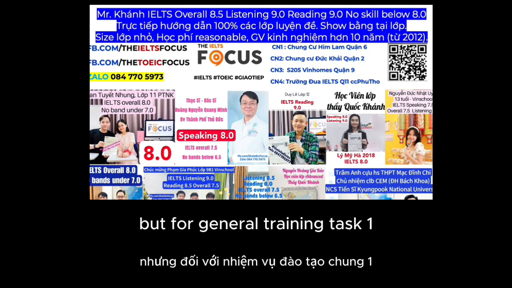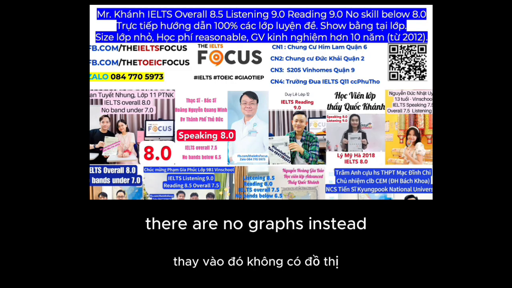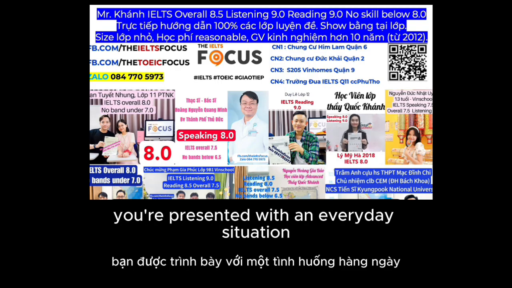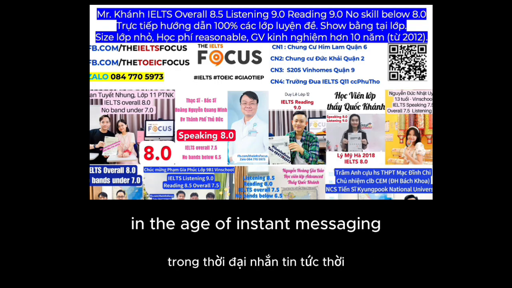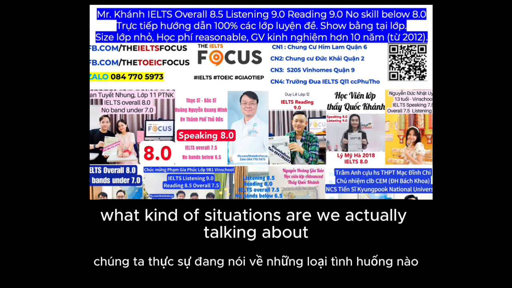But for general training Task 1, there are no graphs. Instead, you're presented with an everyday situation and asked to write a letter. A letter? That sounds almost archaic in the age of instant messaging. What kind of situations are we actually talking about here?